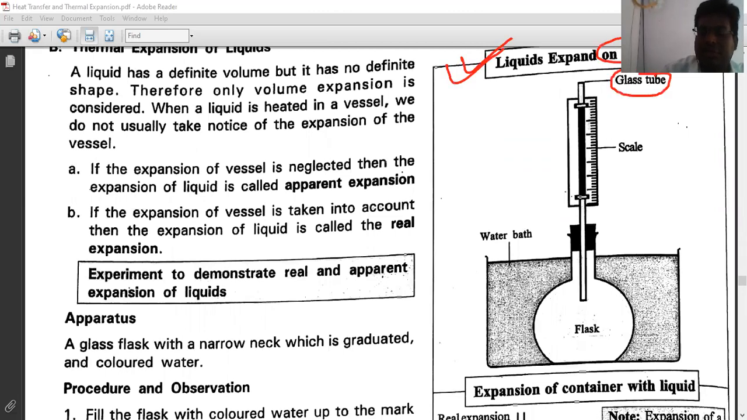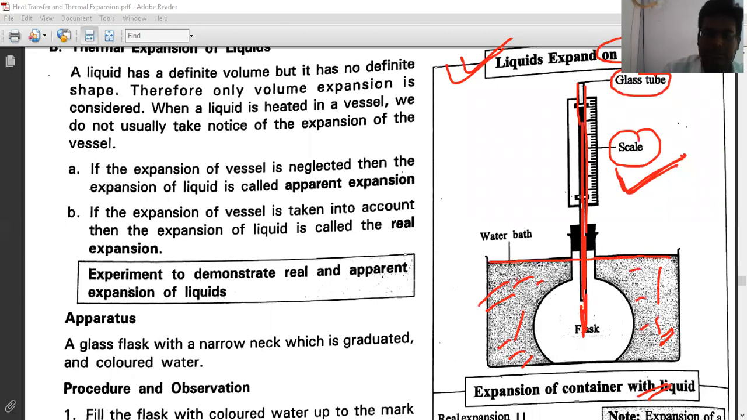This is the glass tube and this is your scale. Again, this is your flask and a water bath is there. So this is the scale, used for measuring the temperature, and this is the glass tube, which is put inside the flask, and this is your water bath in which water is put.